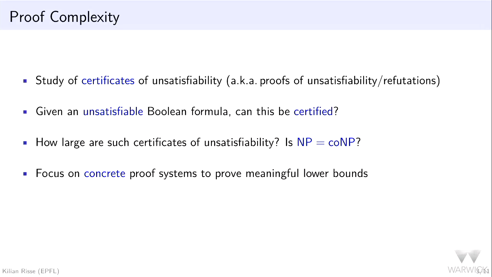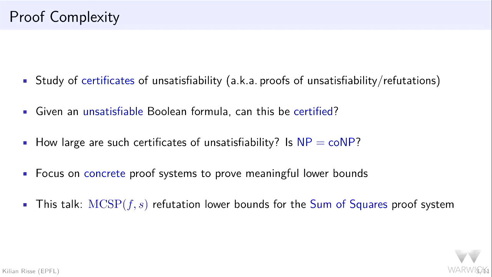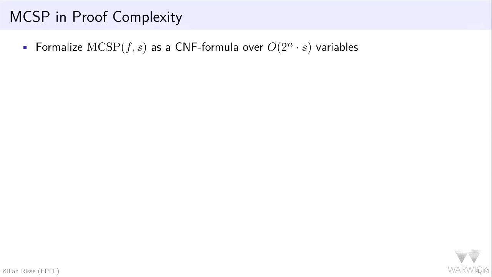So if we want to prove lower bounds, we have to restrict our proofs. We cannot prove this in general because otherwise we would separate NP from co-NP. So we focus on concrete proof systems, and in this talk we'll focus on the sum of squares proof system. We'll show MCSP lower bounds for the SOS proof system. Thereby we rule out that algorithms captured by the SOS proof system can decide the MCSP problem.